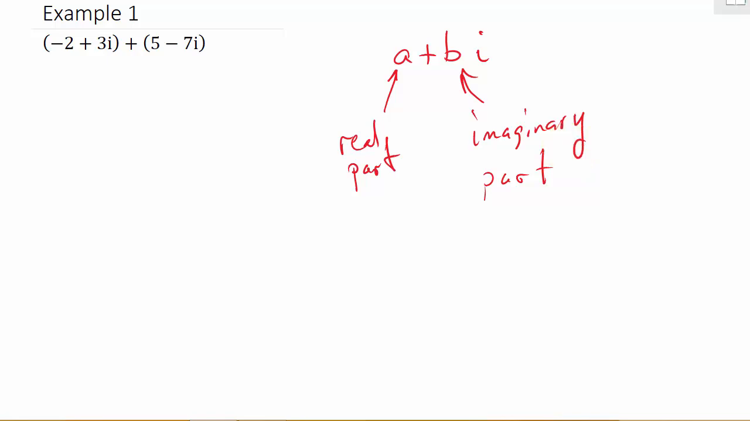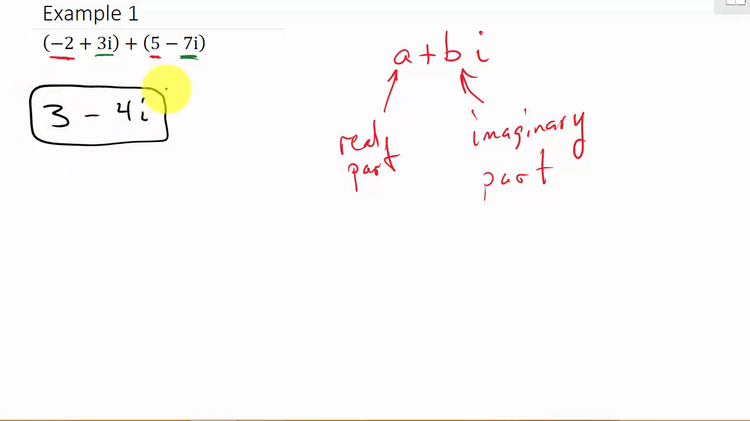So here you can see the real parts, we've got -2 and 5 over here. The imaginary parts, there's the 3i and the -7i. So when we add them, we've got -2 plus 5 is 3, and then 3i minus 7i is -4i, and that would be your answer.